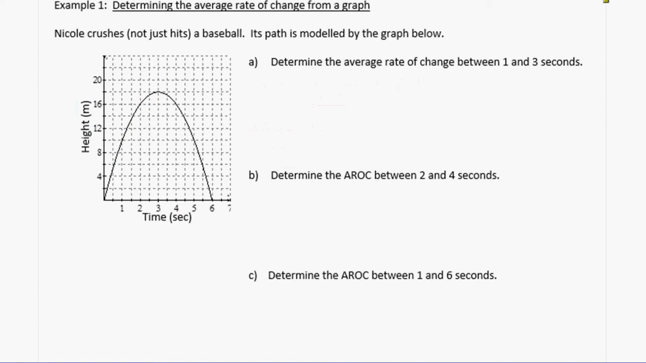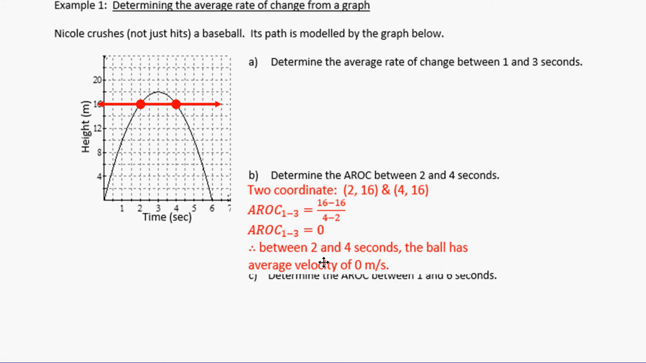Here's the next one. Oh no, I'm doing 2 and 4, sorry, so 2 and 4 seconds. I'm going to put a point at 2, a point at 4, and draw a line through it. With the slope of that line, we can tell right away that it is a horizontal line, so the average rate of change is just going to be 0. How do you write a therefore statement for this one? Therefore, between 2 and 4 seconds.